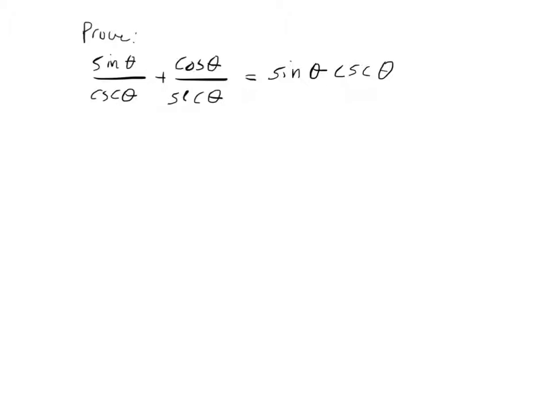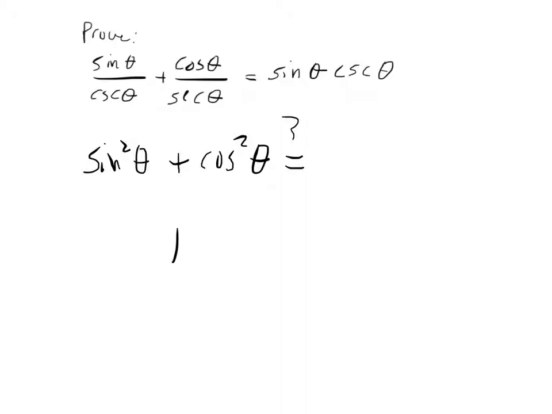Take a look at what you've got on the left side. You've got a sine and then cosecant in the denominator, which is going to reciprocate that cosecant to turn you into a sine squared. And ditto with the cosine over secant. Secant comes up into the numerator, it becomes a cosine, reciprocal relation. So you've got cosine squared theta. And sine squared theta plus cosine squared theta is 1.